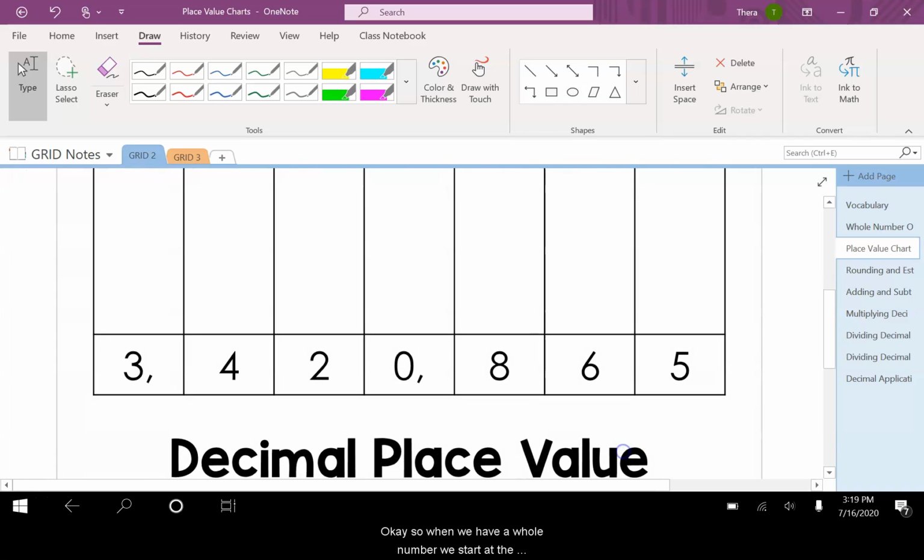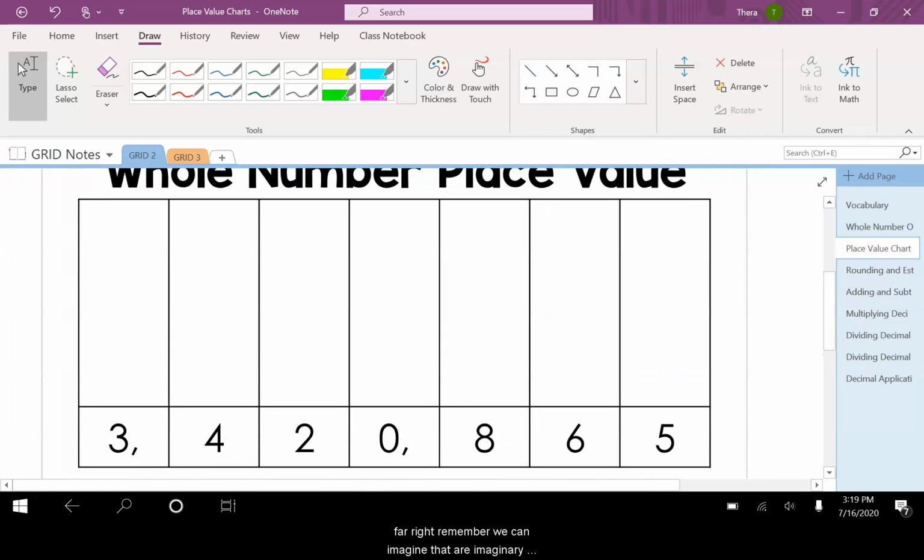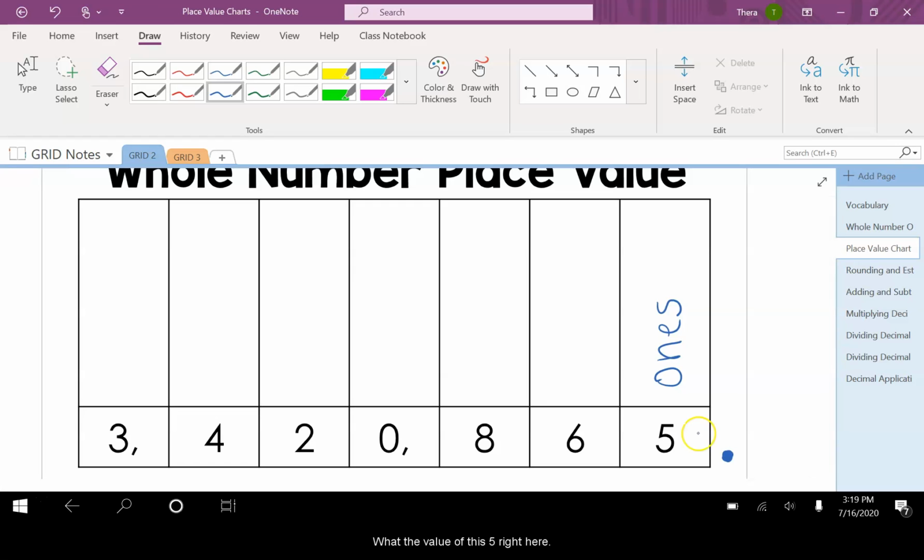Okay, so when we have a whole number, we start at the far right. Remember, we can imagine that our imaginary decimal is right here. So the digit directly to the left is the ones place. It's in the ones place. Now, it is in the ones place, but the value of this 5 right here is 5, or 5 ones. You can say it that way.